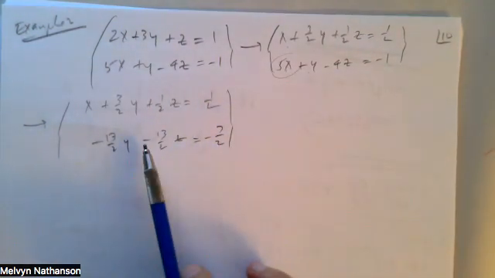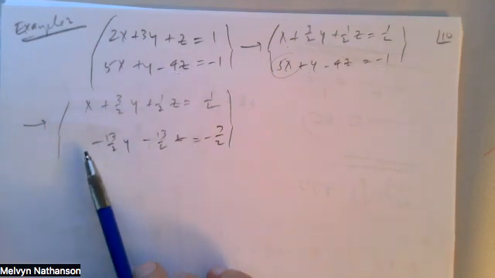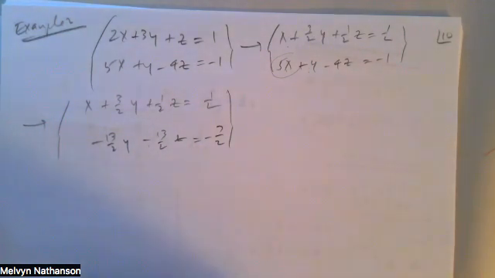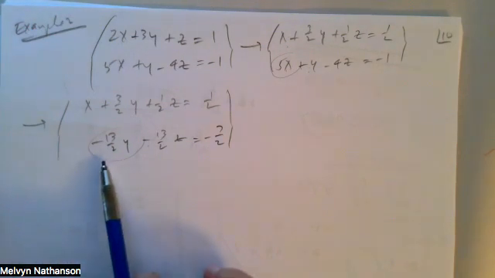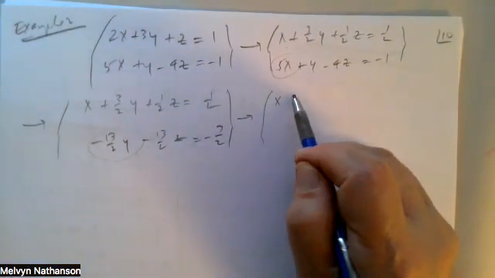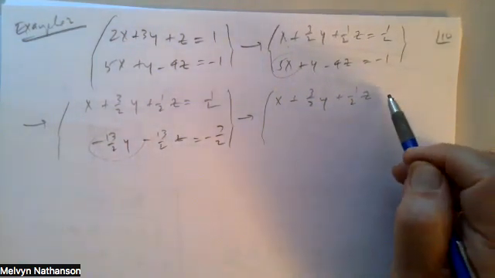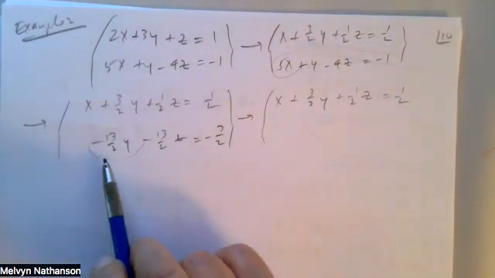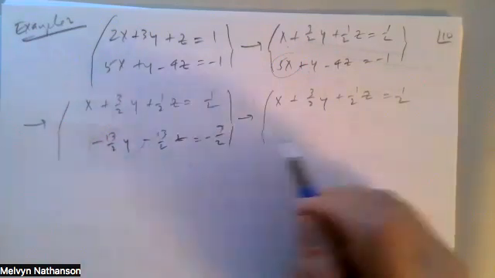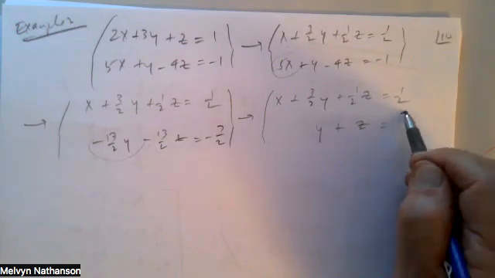So in 2 steps, I have a system of equations equivalent to the original system, has the same solutions, but I've eliminated the x. Then in the second equation, I want the coefficient of y to be 1. So I have to multiply by the reciprocal of this, minus 2 over 13. So I have x plus 3 halves y plus a half z equals a half. If I multiply by minus 2 over 13, I get y plus z equals 7 over 13.